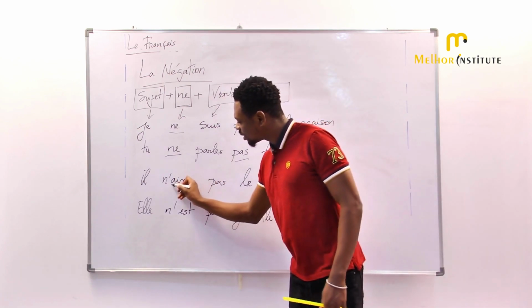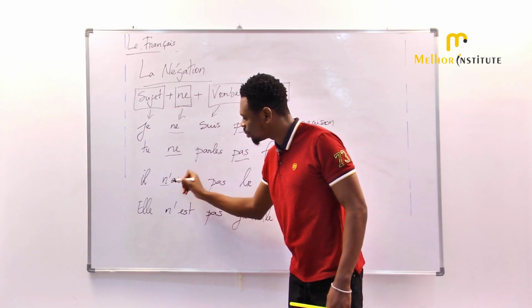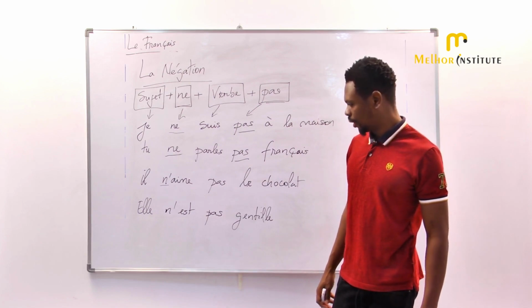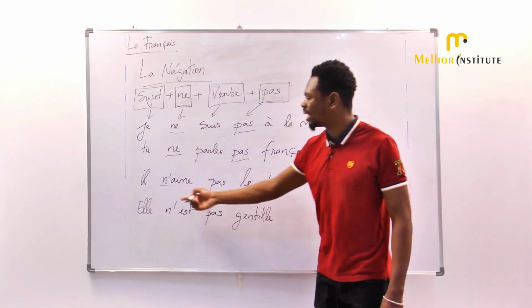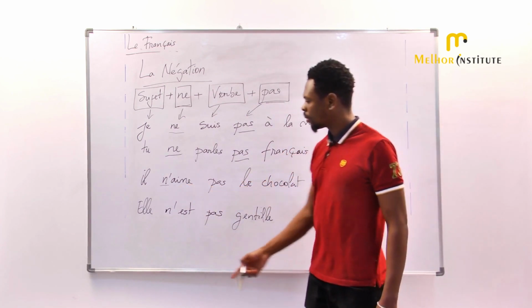Now, because the verb is starting with a vowel, the ne is supposed to be an apostrophe. N apostrophe. We say il n'aime pas le chocolat. We link it together. Il n'aime pas le chocolat.